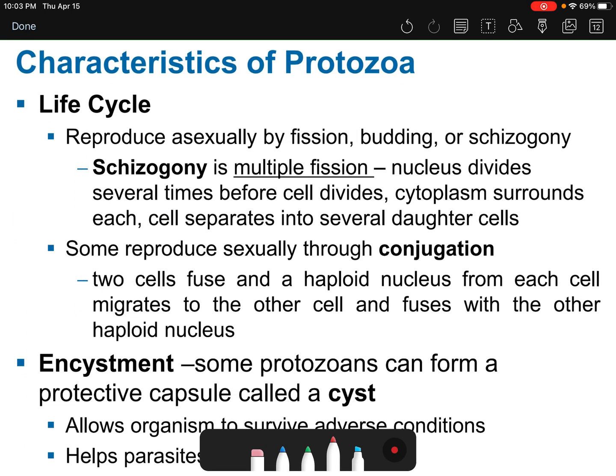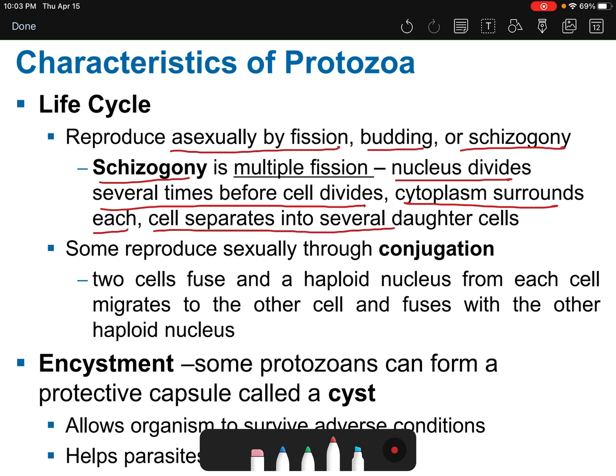So when we look at the life cycle of protozoa, they usually can have two different stages. They can reproduce asexually by fission, budding, or schizogony, and schizogony is multiple fission. So that means that the nucleus divides several times before the cell divides, and then cytoplasm surrounds each of those nuclei, and then the cell separates into several daughter cells. So it's almost like they're dividing into a ball of cells rather than just one cell dividing into two, which is what general binary fission is.